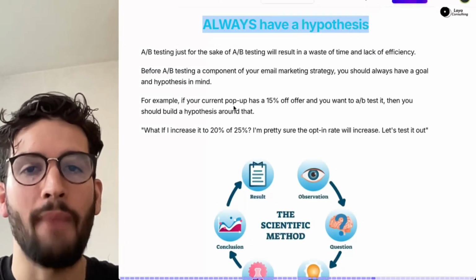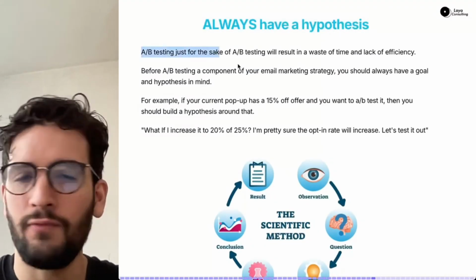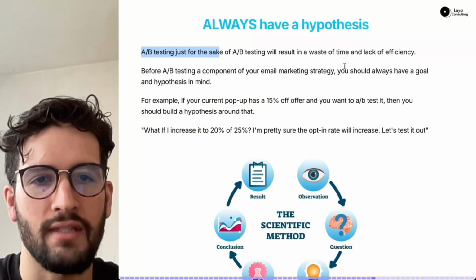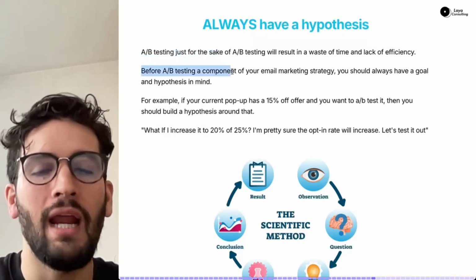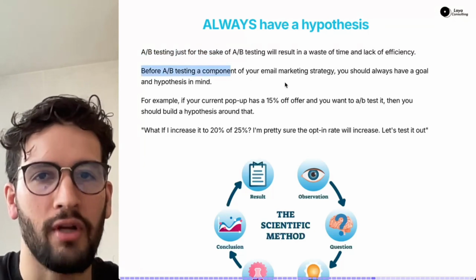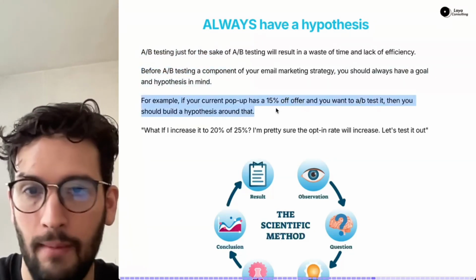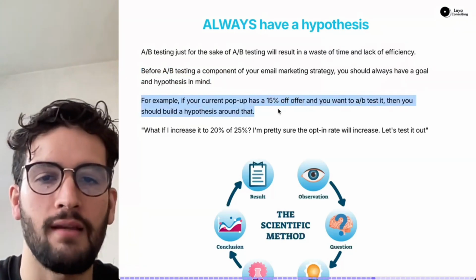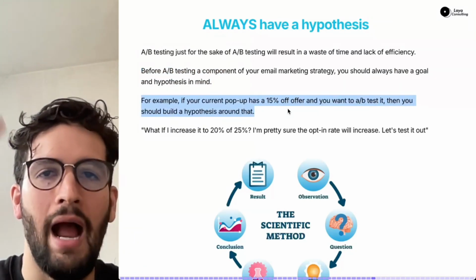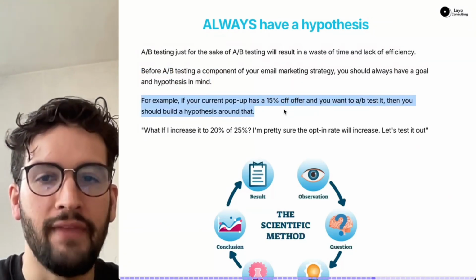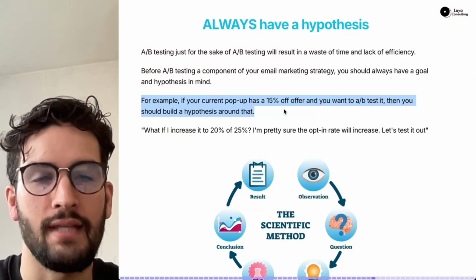Always have a hypothesis. A/B testing just for the sake of A/B testing will result in a waste of time and lack of efficiency. Before A/B testing a component of your email marketing strategy, you should always have a goal and a hypothesis in mind. For example, if your current pop-up has a 15% off offer and you want to A/B test it, then you should build a hypothesis around that.